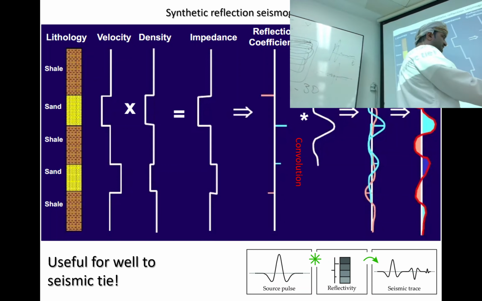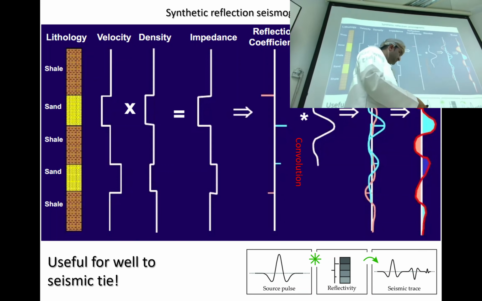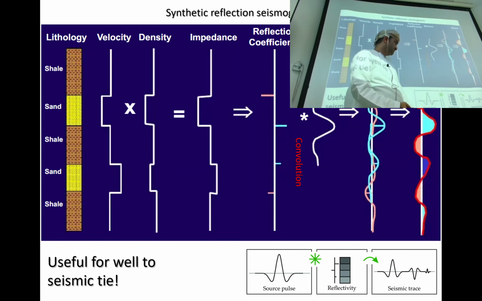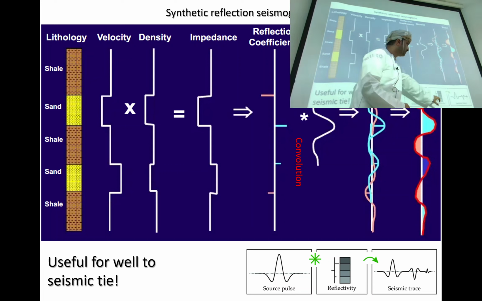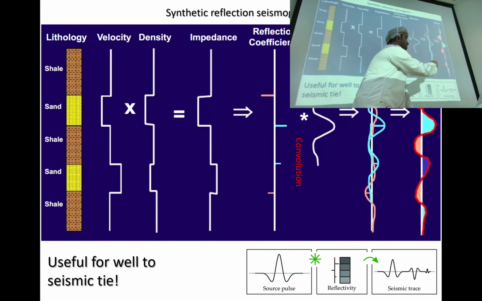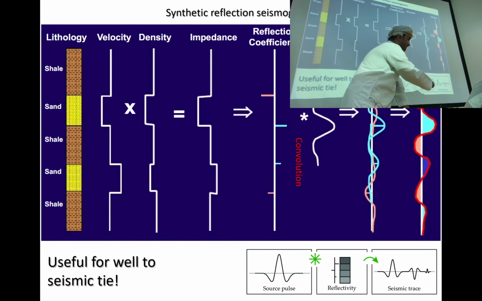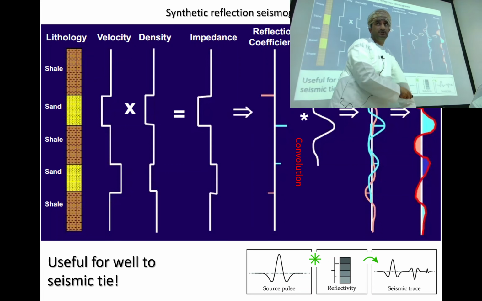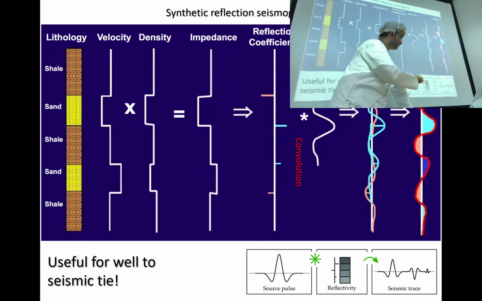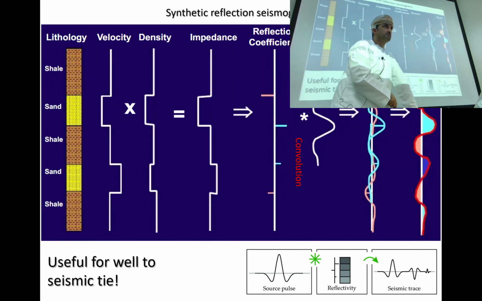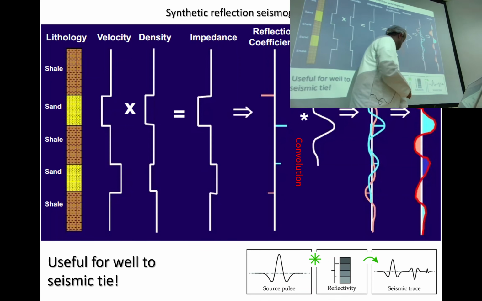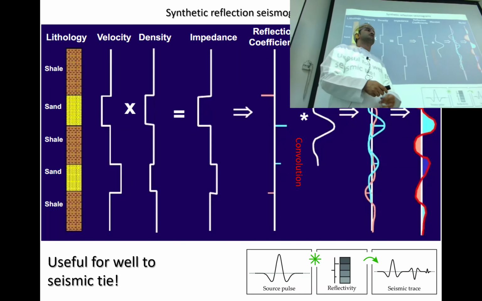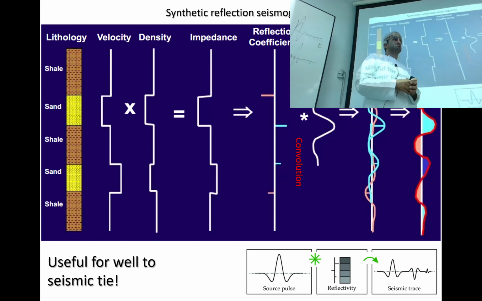You have a reflectivity. This is your source signature. That's the signal you are sending. It's getting convolved with the reflectivities, and you are producing a seismic trace. A layer, another layer, another layer. You are producing different layers, 1, 2, 3 layers. You're convolving your reflectivity series with what we call the source wavelet or source signature.